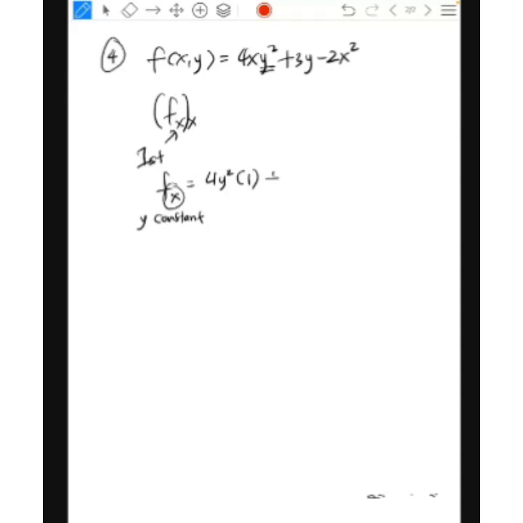Now we want to differentiate x, get 1, and then the 3y is 0. Okay, why? Because there is no x there, only 3y. So the whole term is a constant. So it will be 0 minus 4x. So I have 4y squared minus 4x.